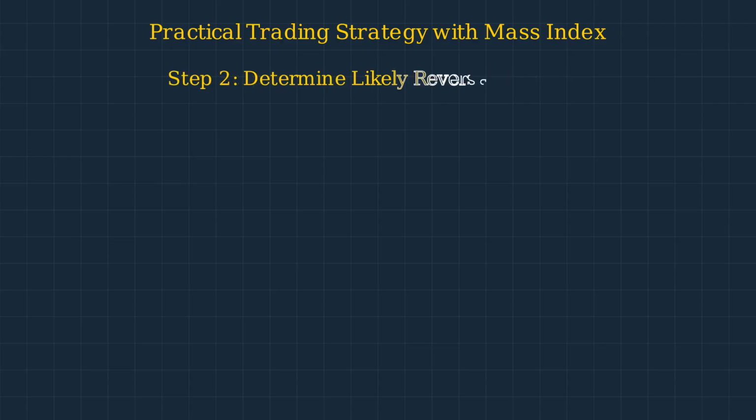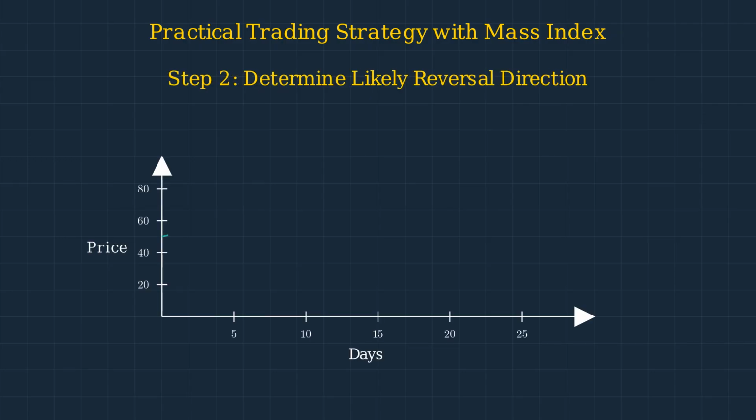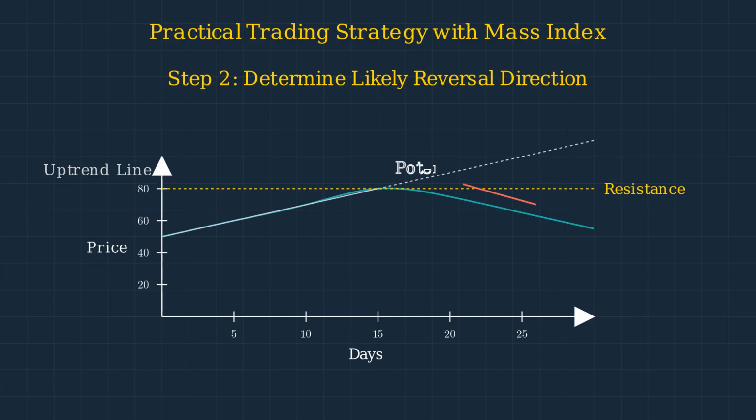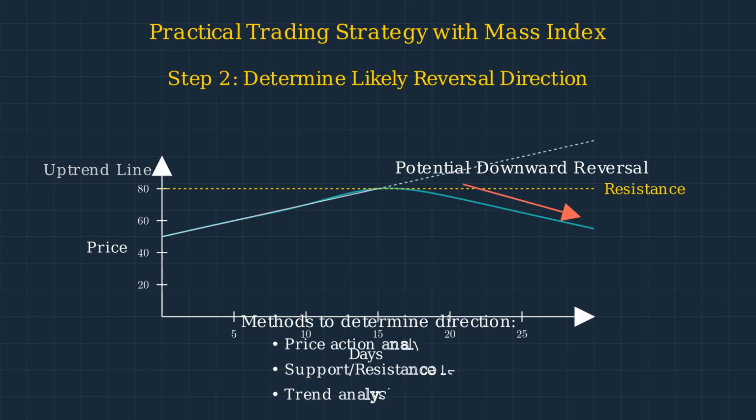Step 2. Determine the likely reversal direction using technical analysis. Pay attention to price action, support, and resistance levels, or existing trend lines. In this example, price reached resistance and began showing weakness after a strong uptrend.